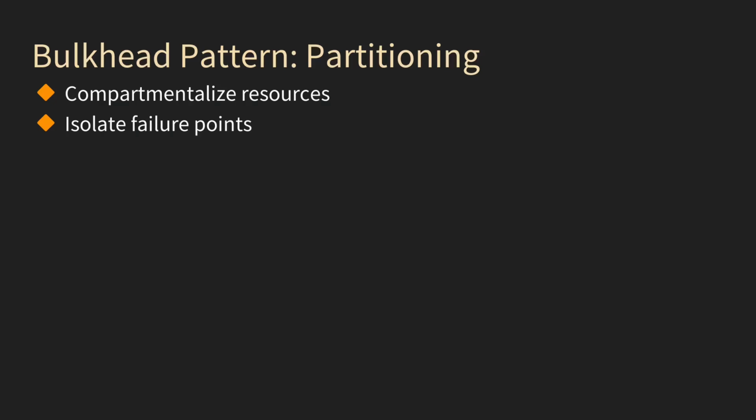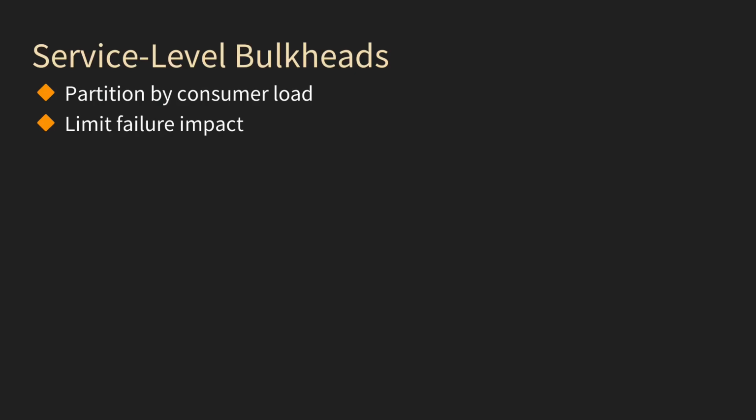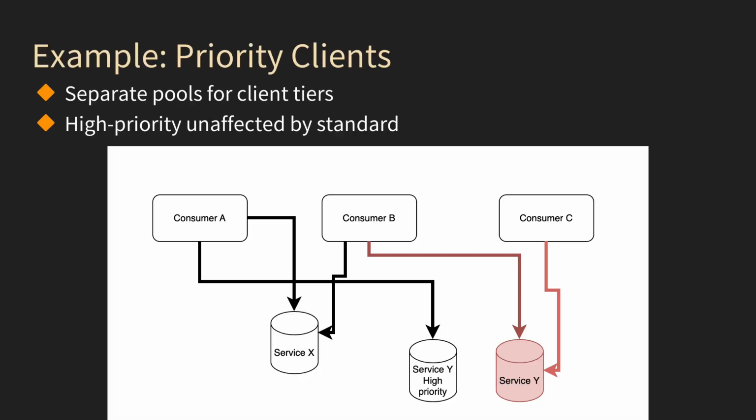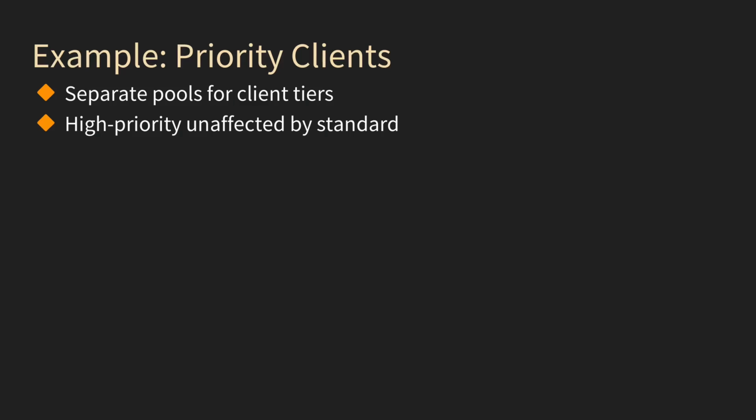The bulkhead pattern addresses these challenges through partitioning. The core idea is to compartmentalize resources and isolate potential failure points. Service-level bulkheads partition service instances based on consumer load. By dedicating instances to consumers, failures are limited to those consumers. For example, a service might have pools for high priority and standard clients. If the standard client pool fails, high-priority clients remain unaffected.